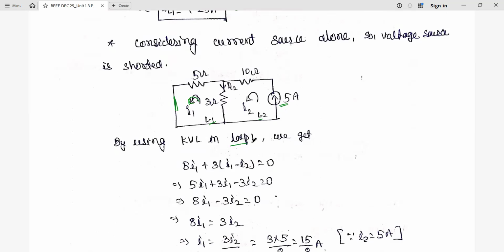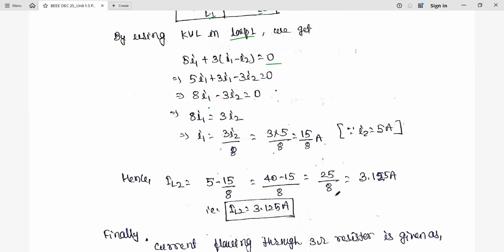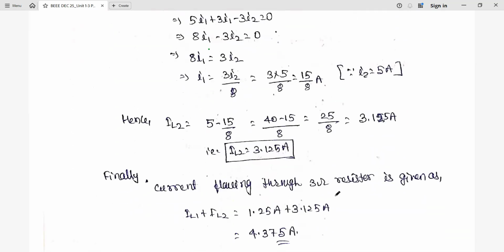Now in loop 1, again we apply KVL. The source voltage is 0 here. So 5 I1 and 3 into I1 minus I2. Here the directions of the currents are opposite: I1 is going upwards, I2 is going downwards. In whichever loop we are moving, that current we take as positive. That's why we have taken I1 as positive and I2 as negative. After rearrangement, we get 8 I1 minus 3 I2 equal to 0. It gives us I1 equal to 3 I2 by 8.